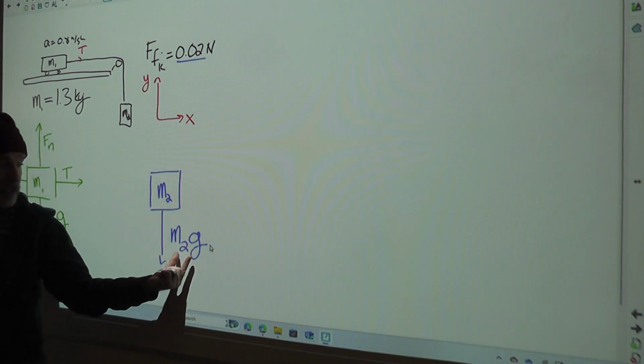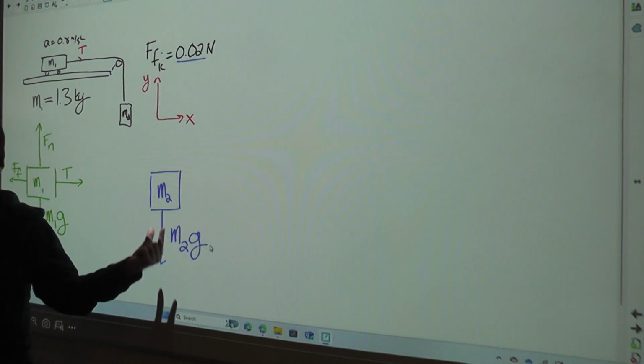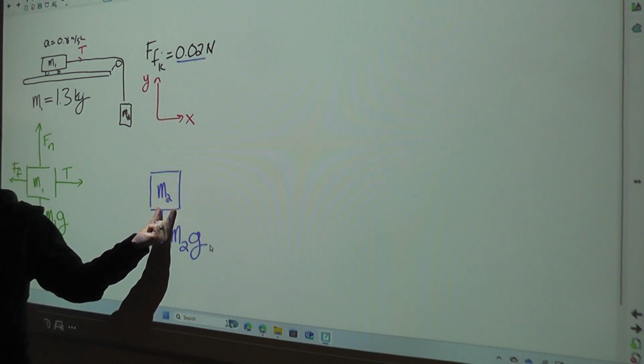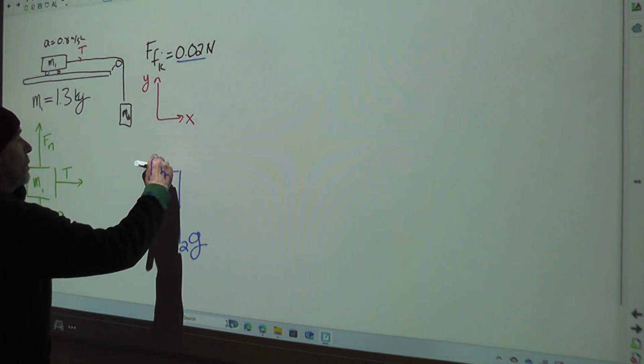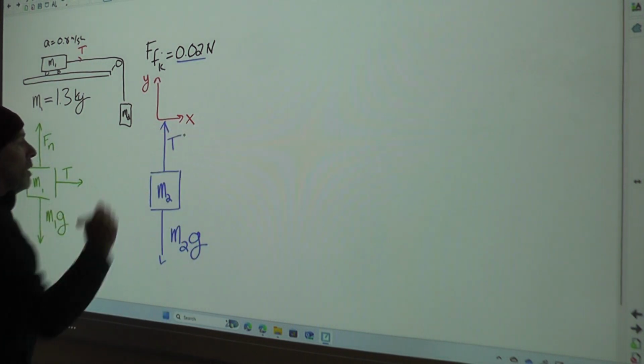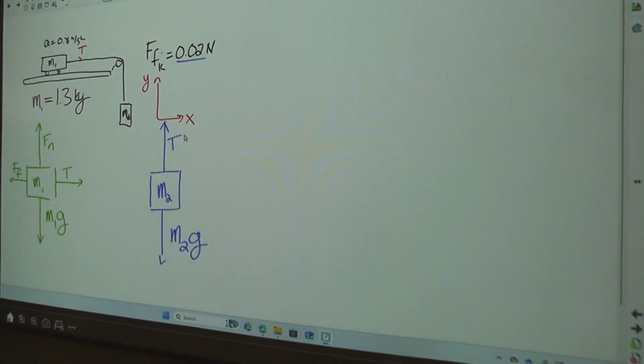So we don't know what this number is, but we know whatever it is, it's going to be equal to this object's mass times g. But that's not the only force acting on it. The string is attached to it too. The string is pulling up with a certain amount of tension.